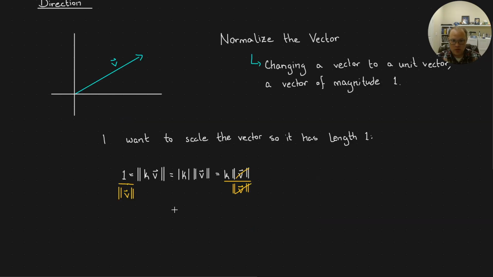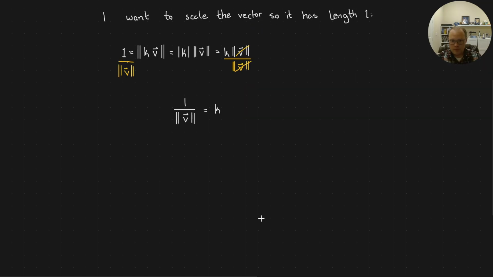And that tells me that the magic scalar I should multiply by is 1 over the length of the vector. If I multiply a vector by 1 over the norm, or the length, or the magnitude of the vector, I will get a unit vector, a vector of length 1. So to normalize a vector v, we take that vector v and we multiply by 1 over the norm of v.